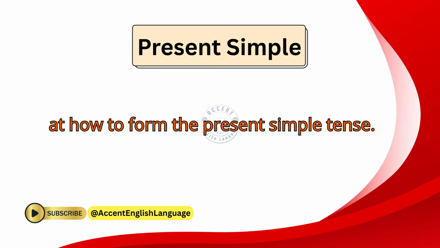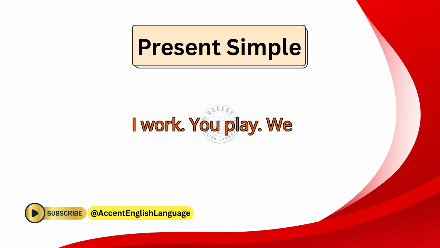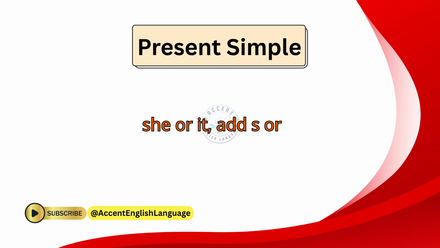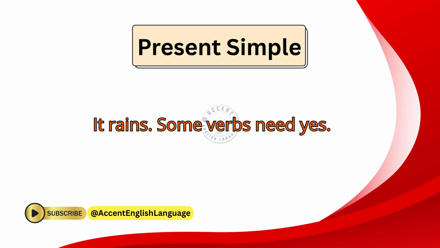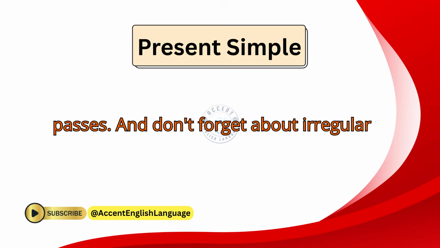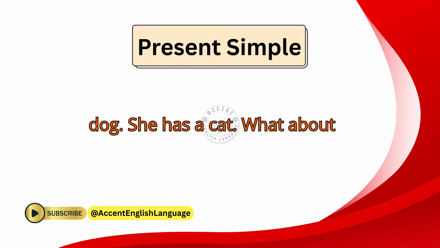Now, let's look at how to form the present simple tense. For most verbs, just use the base form. I work, you play, we study, they eat. But for he, she, or it, add s or es. He works, she plays, it rains. Some verbs need es instead of just s, like he goes, she watches, it passes. And don't forget about irregular verbs, like have, I have a dog, she has a cat.